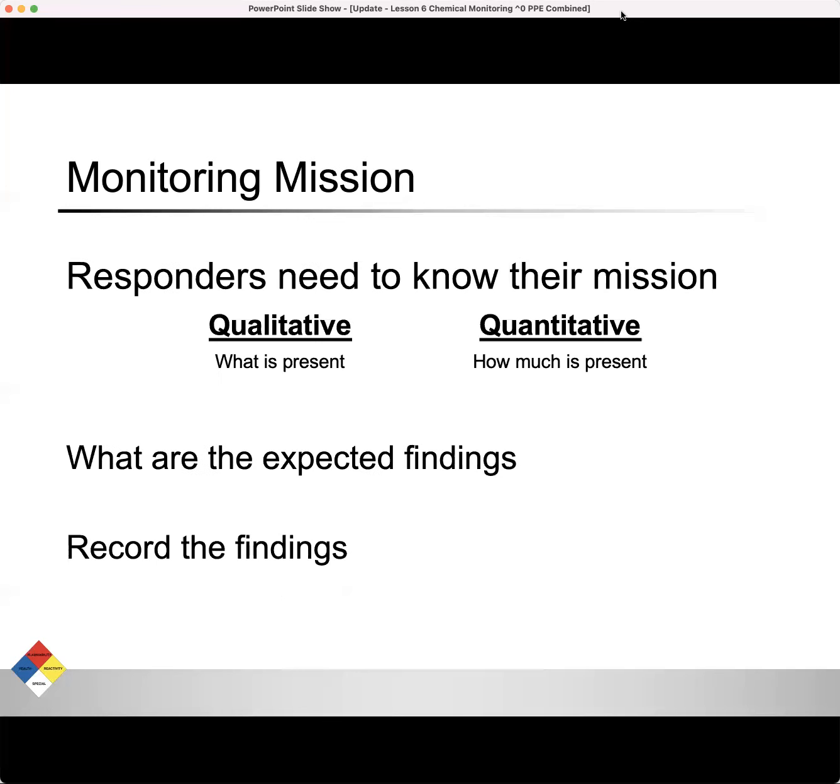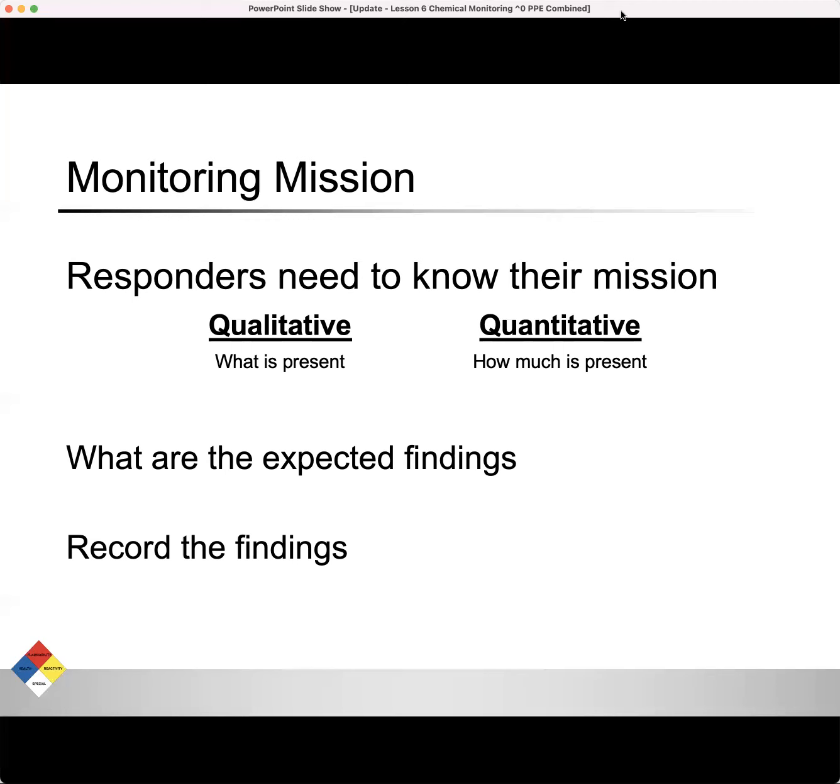Your monitoring mission. So you're sent out to monitor. You need to know your mission. There's two general categories of mission. There's qualitative, which means you're trying to figure out what is present. And there's quantitative, quantity, how much is present. You need to know which one of those missions you're going on.